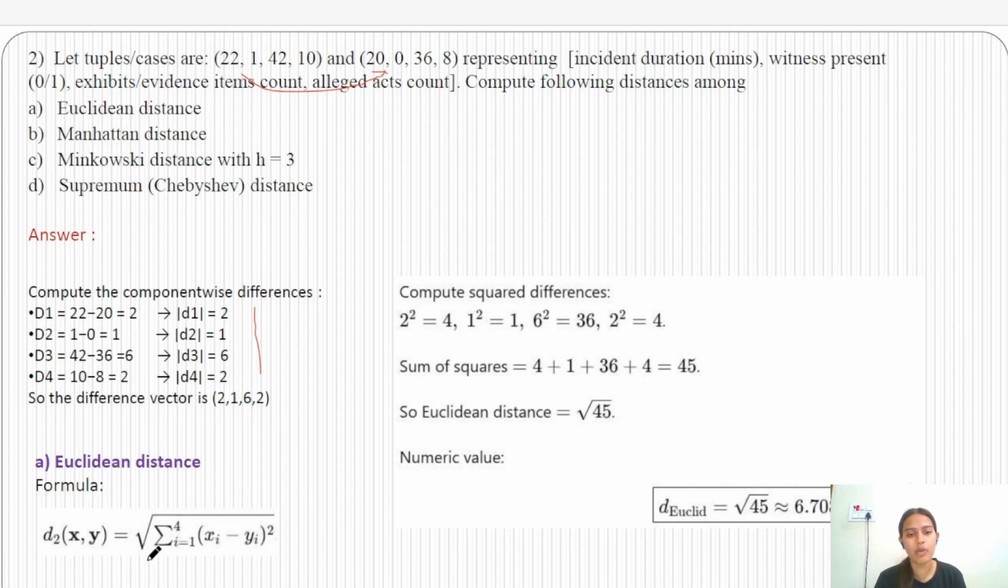Now first we will calculate the Euclidean distance. So what is the formula? Under the root, the summation of i equals 1 to 4, since we have 4 differences, of x_i minus y_i whole squared, in a square root. So we will compute the squares, then sum the squares, and put a square root over it, and our value will be 6.70.